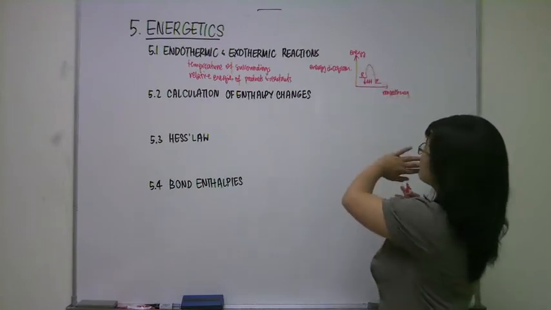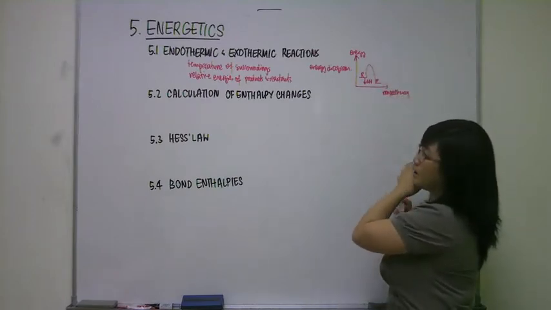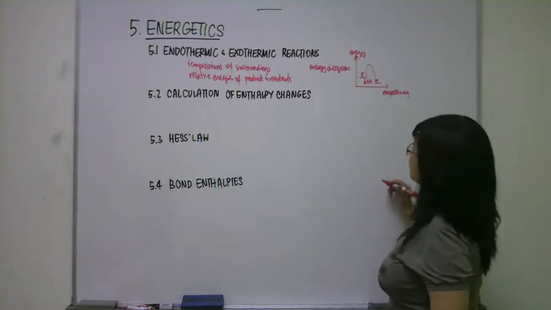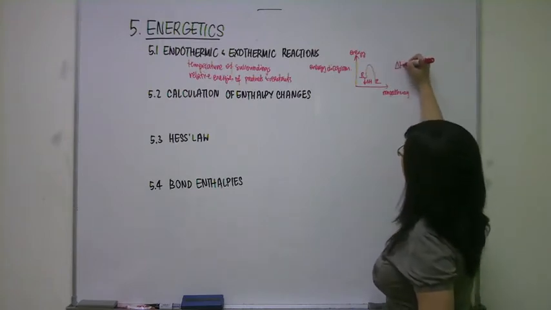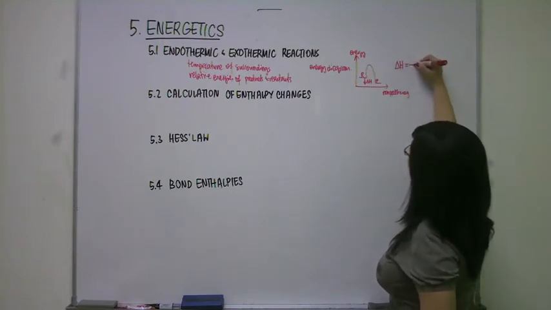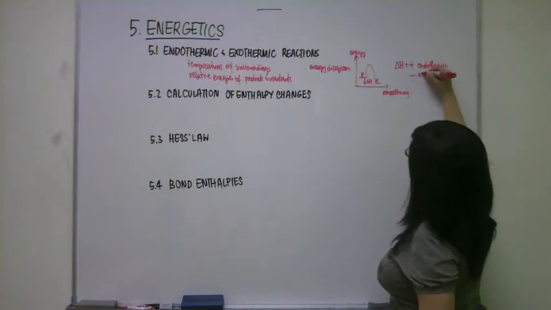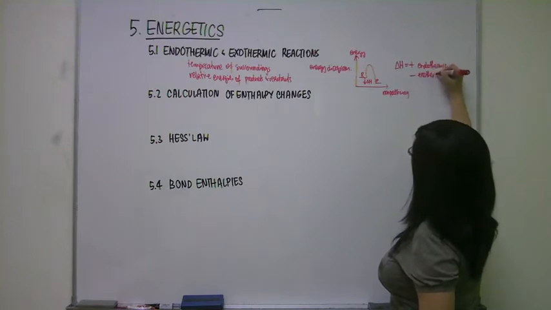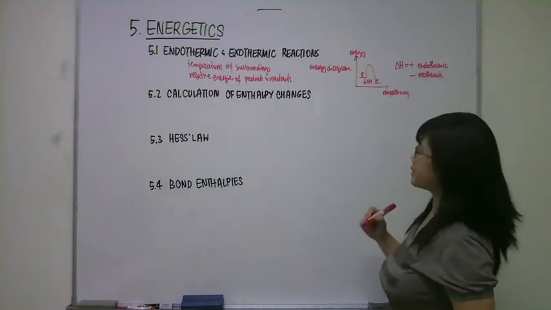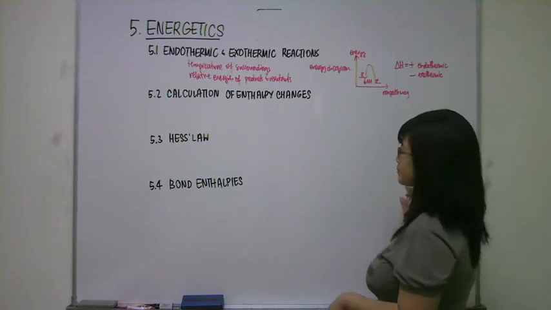Okay, so you need to explain this for both endothermic and exothermic reaction. And about the delta H, how it is positive for endothermic and negative for exothermic. Okay, that's for the first part.